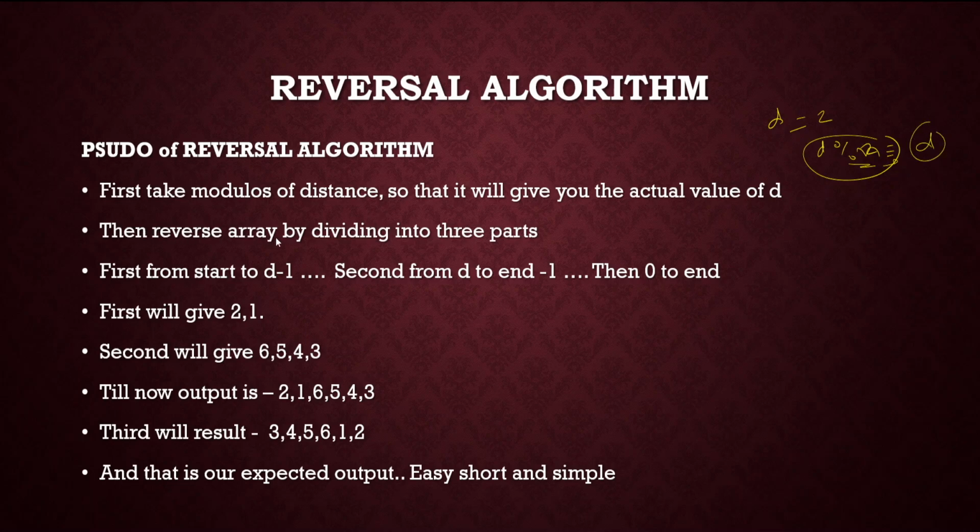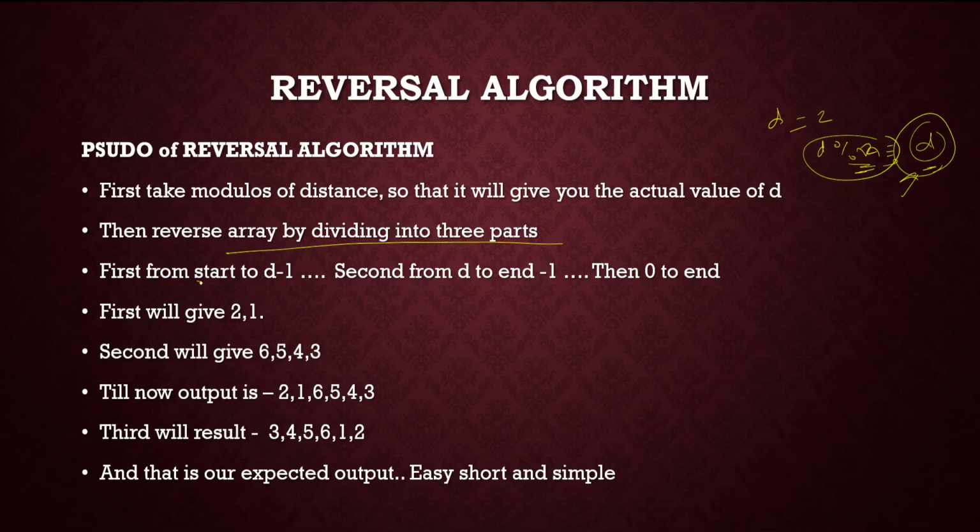Then reverse the array by dividing it into three parts. And why have we taken this particular modulus? To find the mid value, mid in the sense of the distance of that particular value. So now what do I have to do? I have to try to divide that array into three parts. This is the in-place reversal algorithm. In the same array, you will try to reverse all the content.